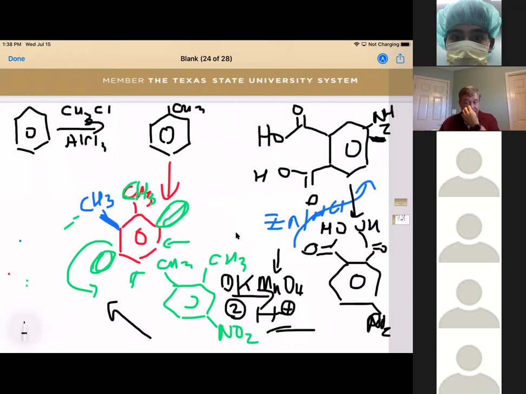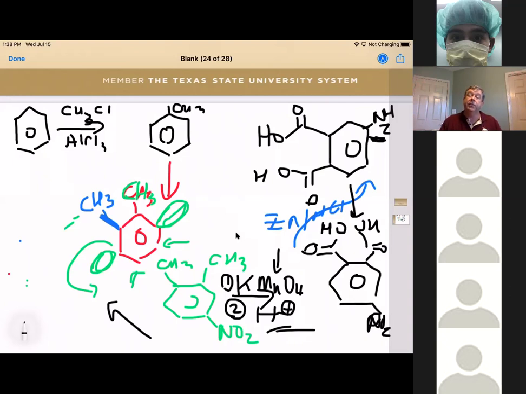Okay, so the deactivating and activating effects only happen on the benzene ring, not to the outside substituents. It's only the benzene substitution reactions. Gotcha. Thank you very much. That's actually a very important clarity. The activators are only on the actual substitution reactions on benzene, not the reactions around it.